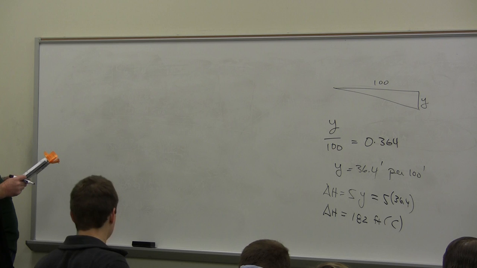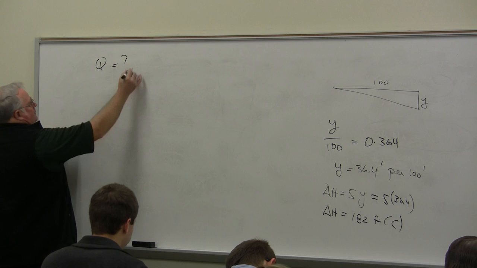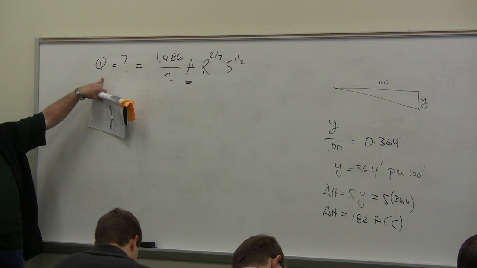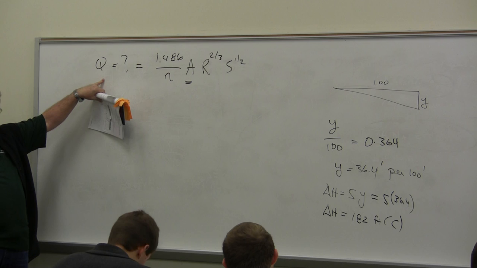So we're looking for Q, and we're going to be using Manning's equation, 1.486 over n A R to the 2/3, S to the 1/2. Notice that Manning's equation is generally stated in terms of V, but if we want Q, we've got to multiply it by A, area. Okay, so there's an equation we're going to use.